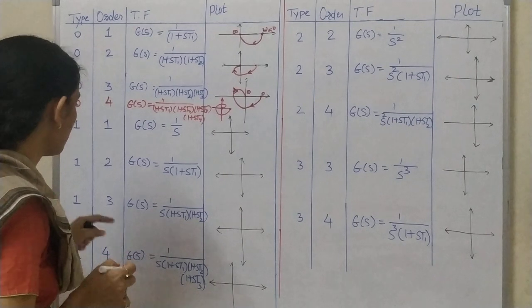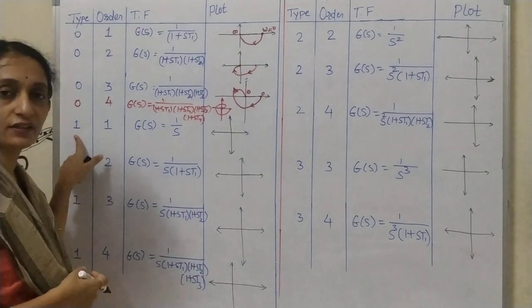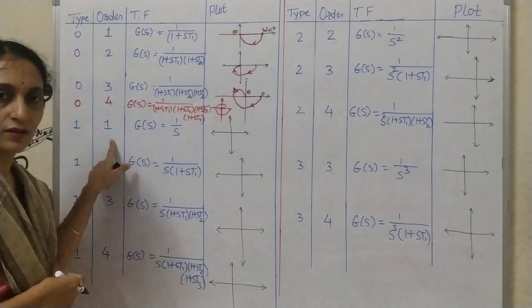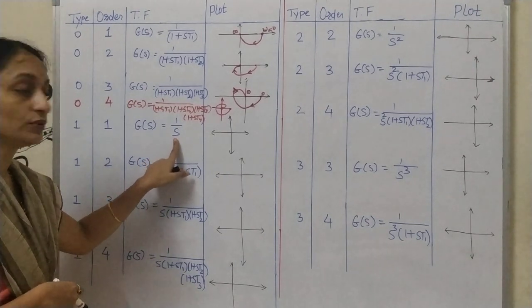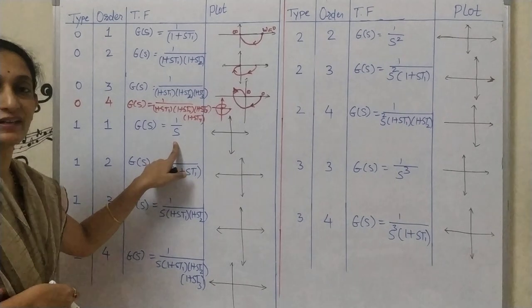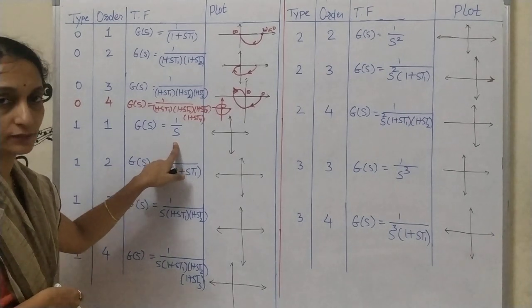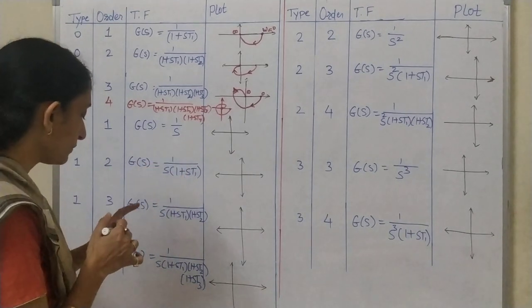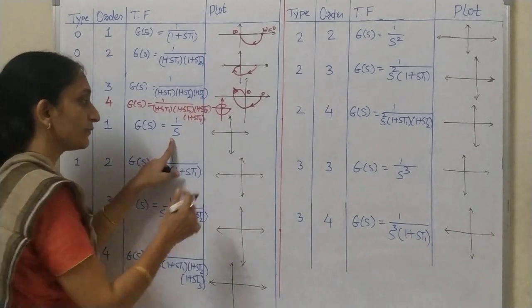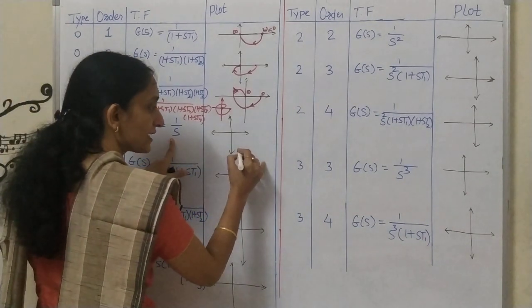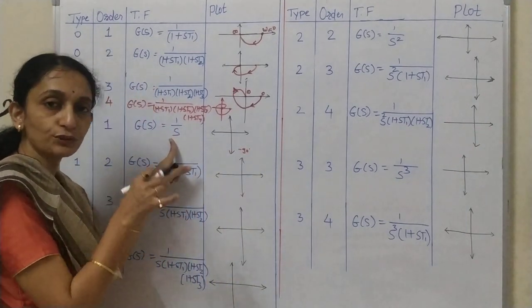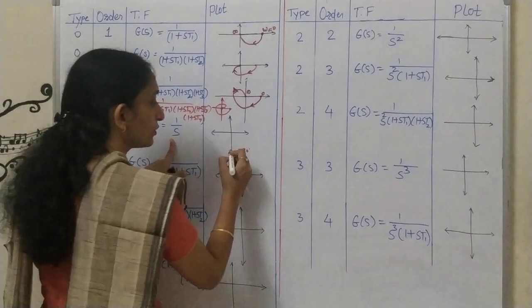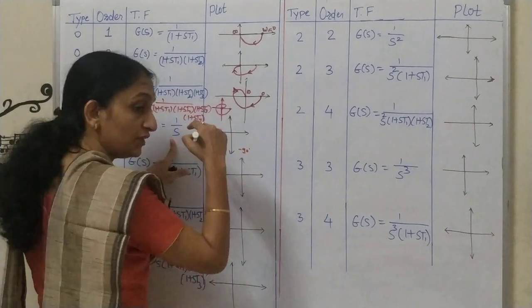Next I have taken the example with type 1 order 1. Here there is one pole at origin, so it will contribute to type 1. And what about order? Highest power of s in denominator is 1. For that, your polar plot will always start with the minus 90 degree line. This line is the minus 90 degree line. When you calculate the magnitude and angle, the first point you will get at infinity.